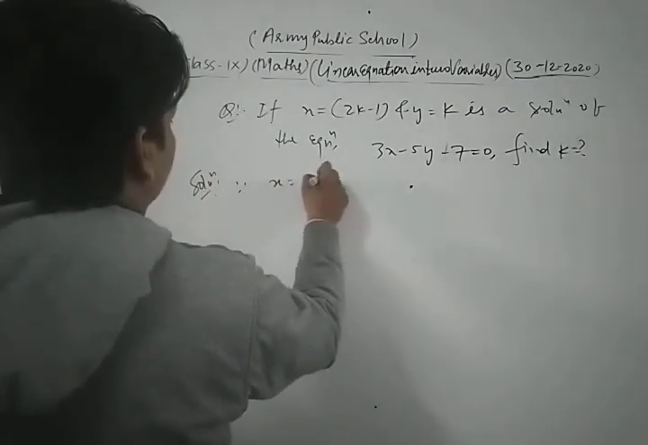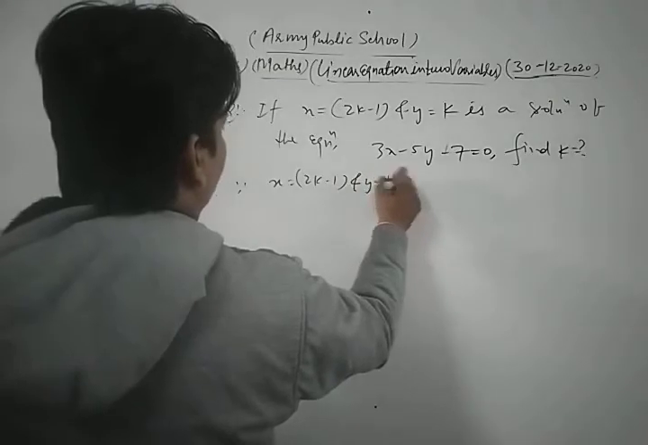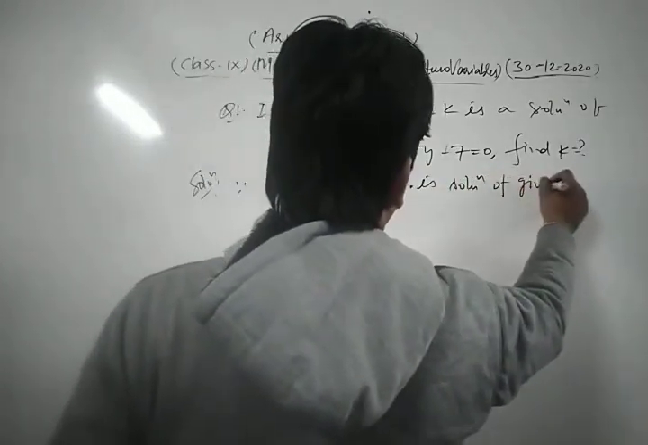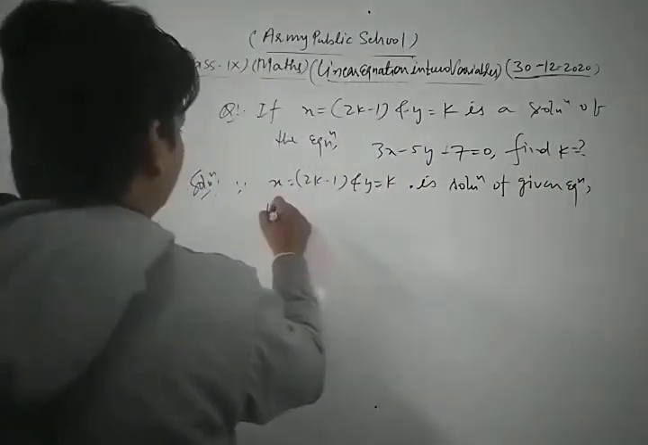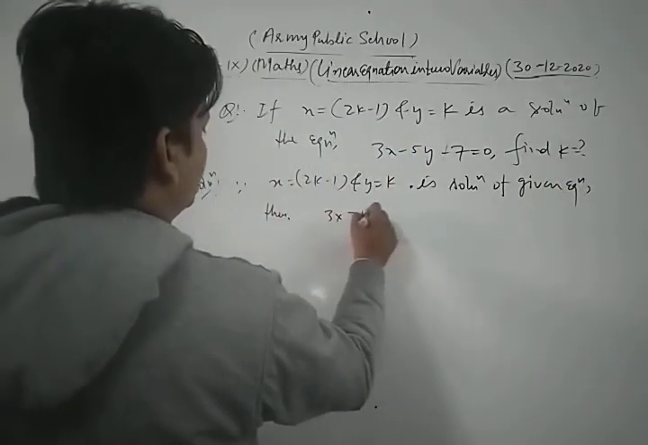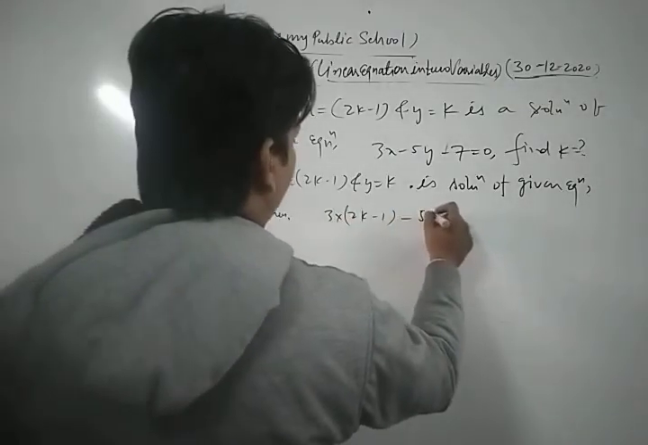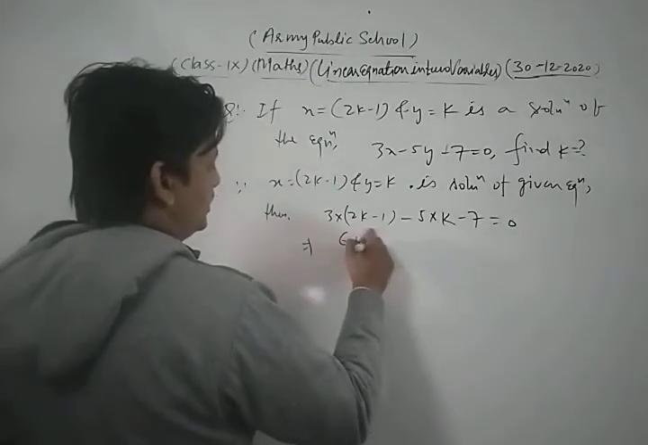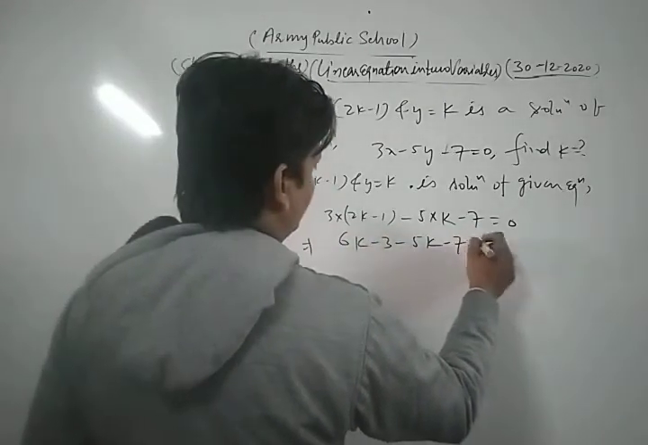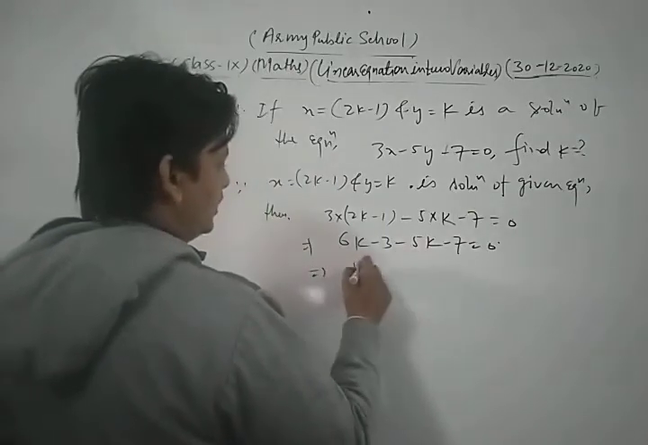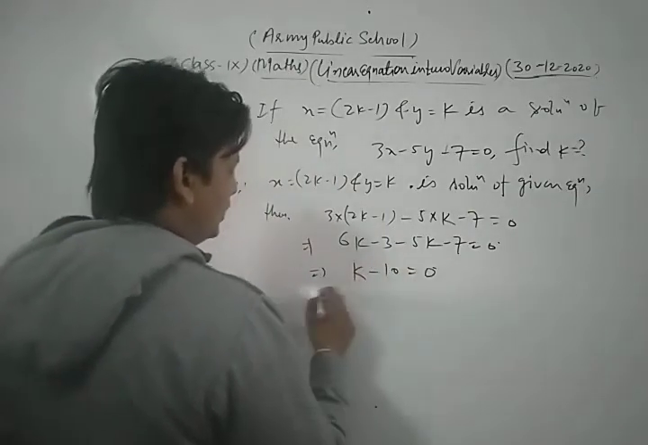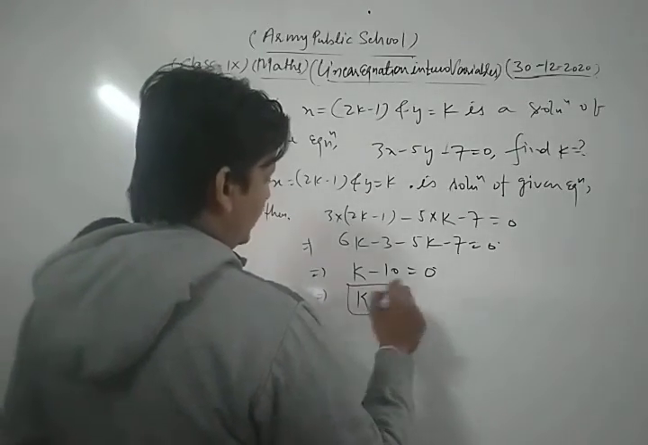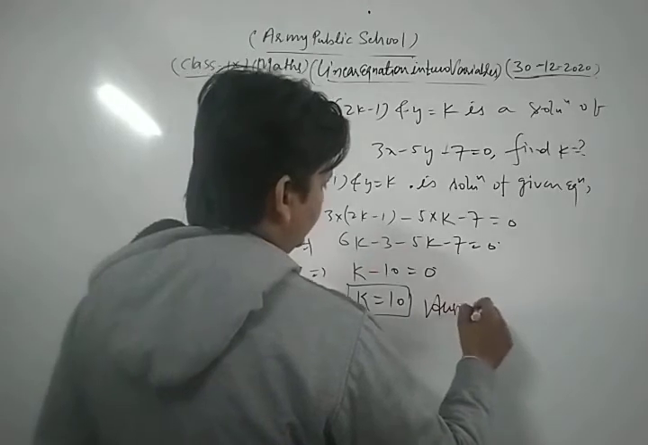Since x is equal to 2k minus 1 and y is equal to k is a solution of the given equation, thus we put 3 into 2k minus 1 minus 5 into k minus 7 is equal to 0. Now, 3 times 2 is 6k minus 3 minus 5k minus 7 is equal to 0. So we get 1k minus 10 is equal to 0. Thus the value of k is 10. Okay, this is the required solution of the given question.